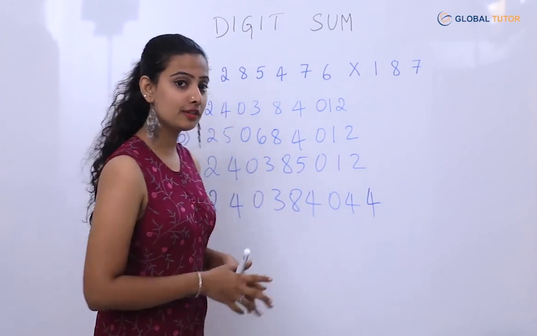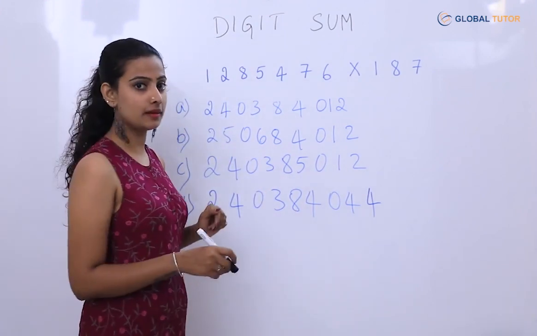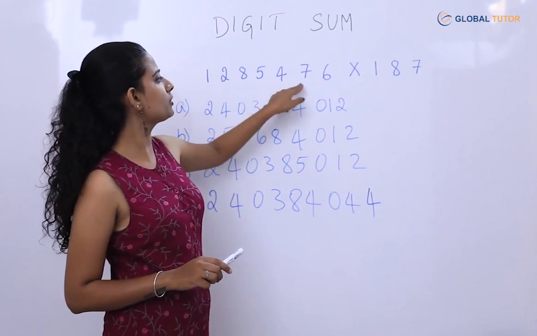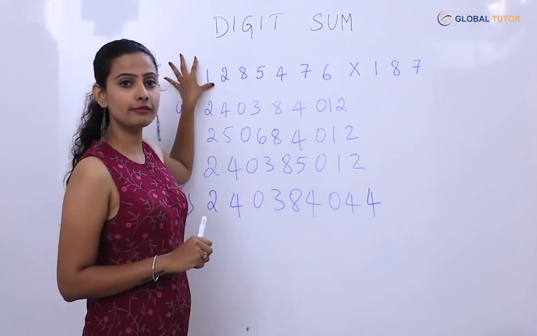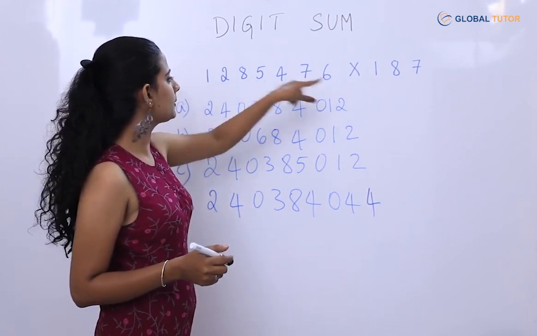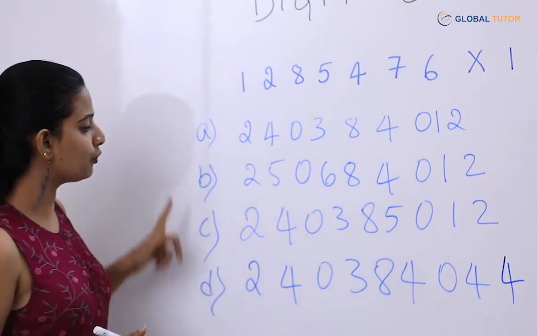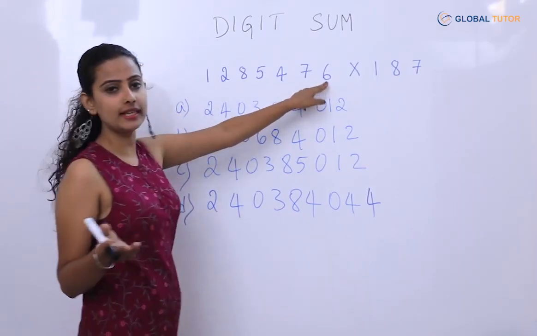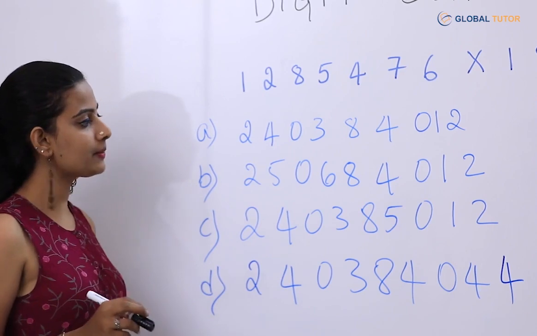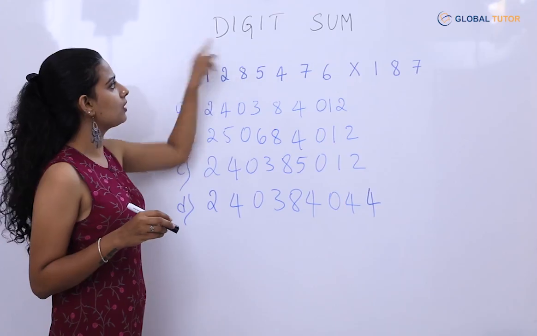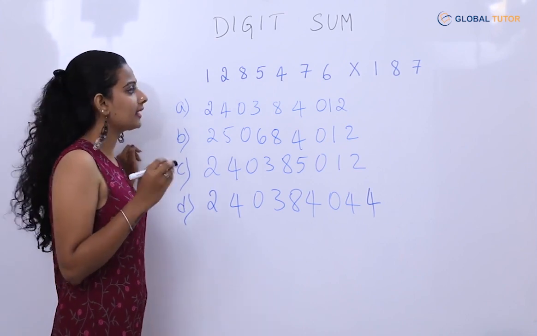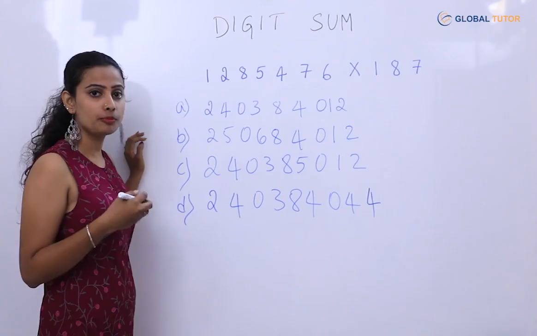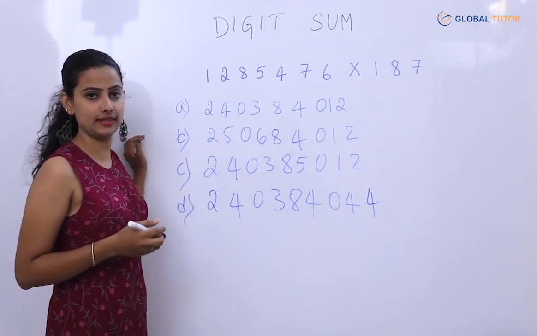In today's episode, we are going to discuss a topic called digit sum. Imagine you got this question in a competitive exam: 1285476 multiplied by 187. One way of solving this is obviously by multiplying the entire number. Here you got 4 options, wherein you have to choose the right answer. If you multiply this, it is obviously time consuming. But in today's episode, we are going to use one method called digit sum, wherein you don't get the answer but you check the right answer using the digit sum. So before that, I'll teach you how to use this method.